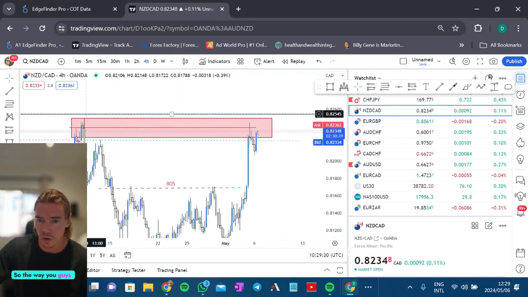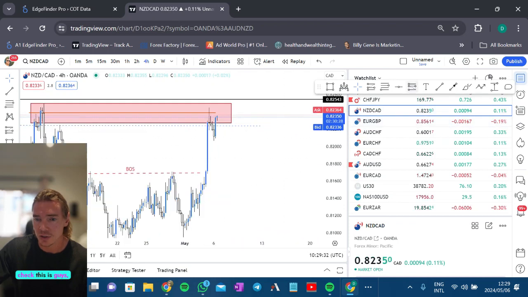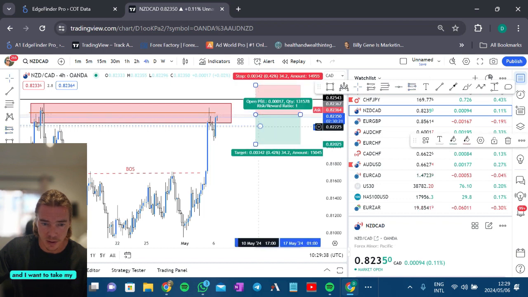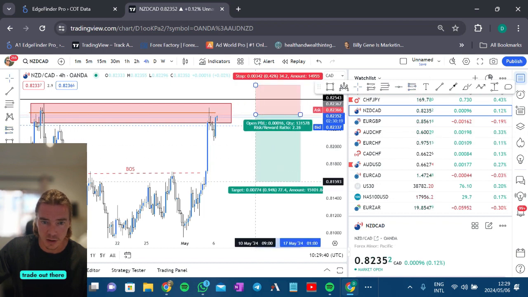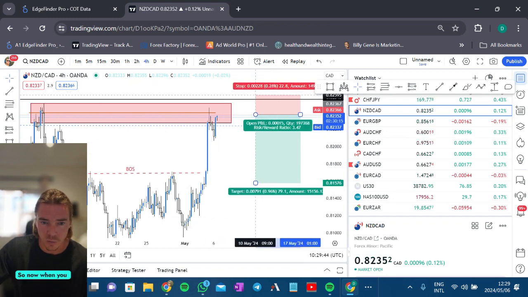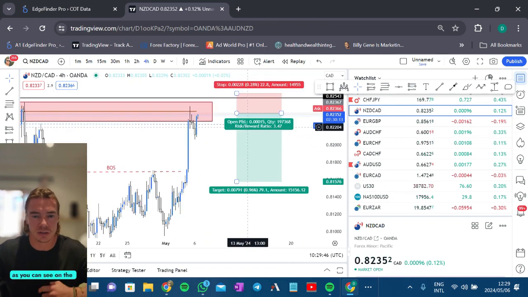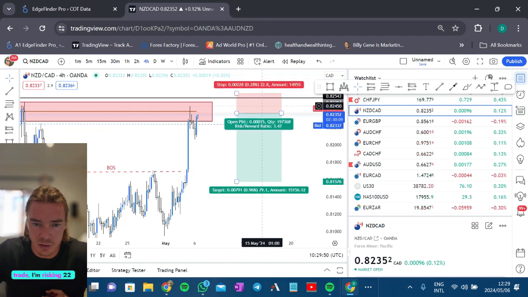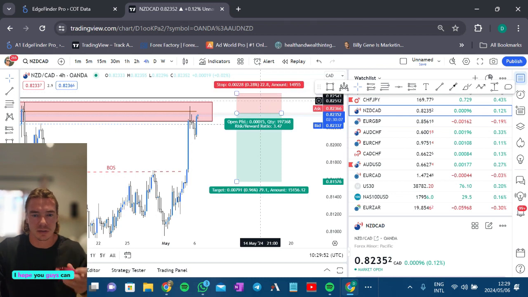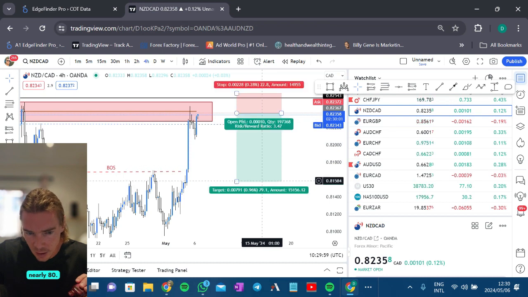So the way you guys can double check this is, guys, just check this out. You get the short and long position. So my entries are about here, and I want to take my trade out there, and then my stop losses are just about there. So now when you hover over this, guys, you can see on the right hand side of this trade, I'm risking 22. I hope you guys can see it. It says 22.8 pips for a total of nearly 80.